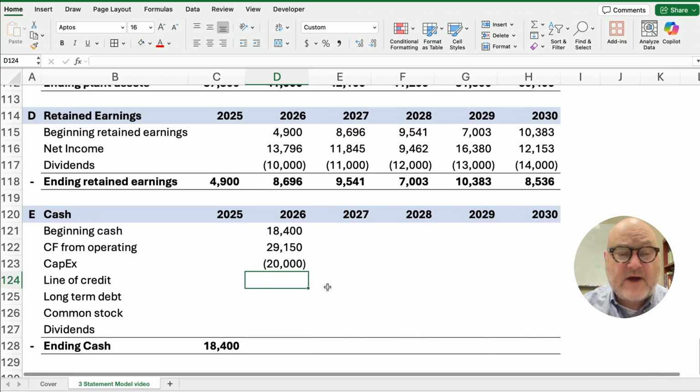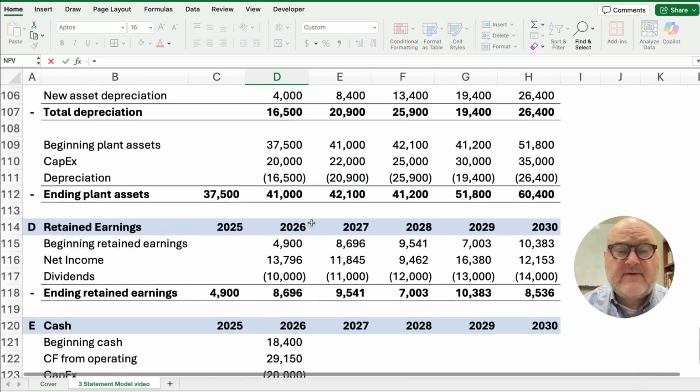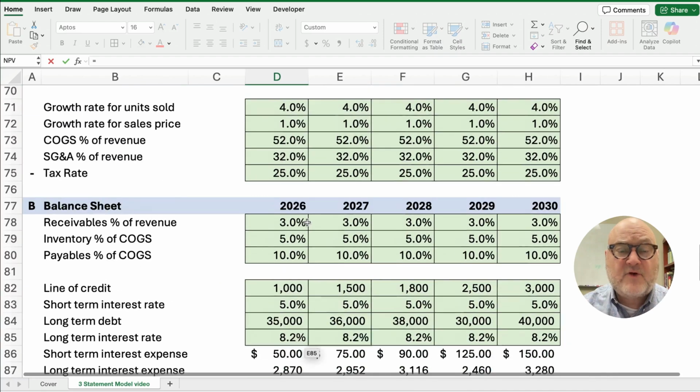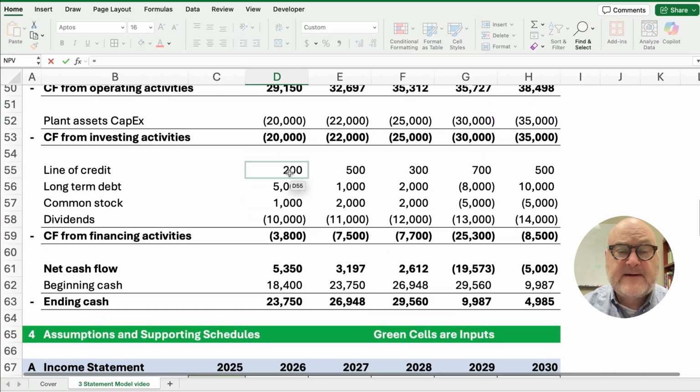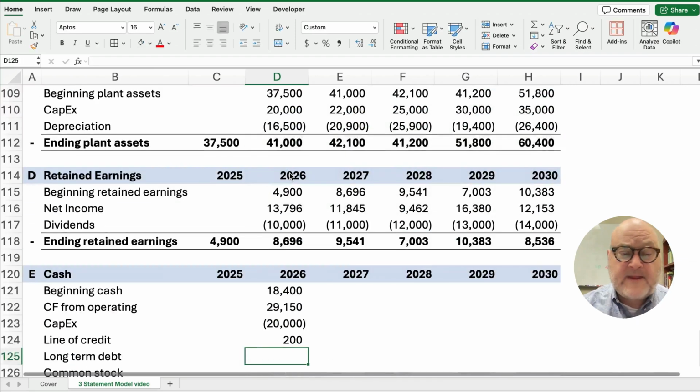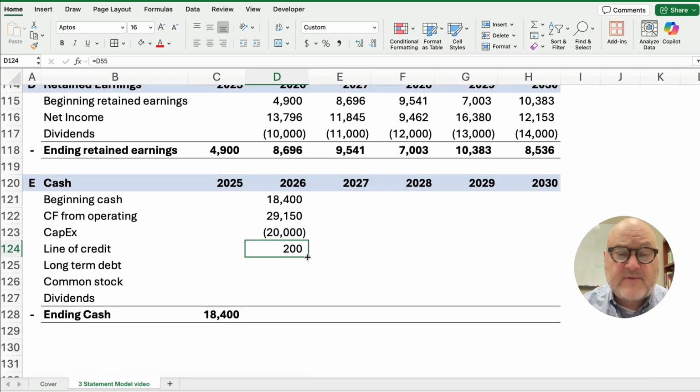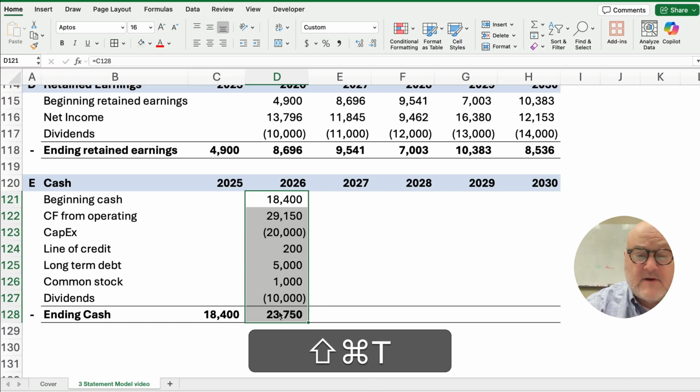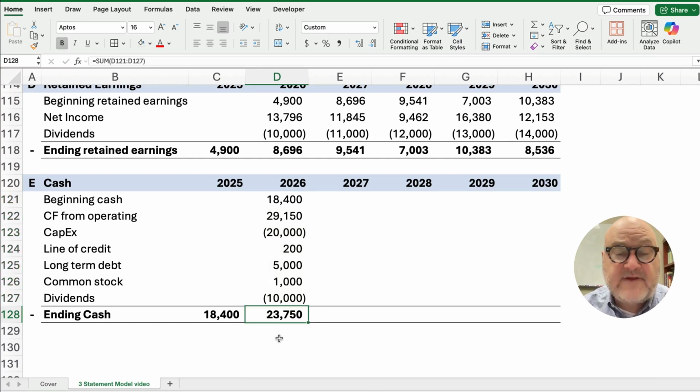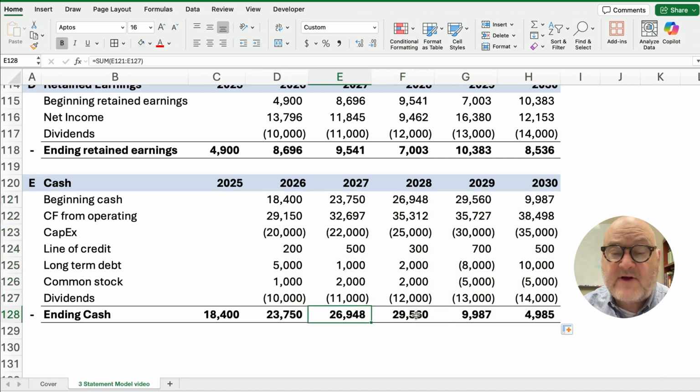We're going to have a line of credit that went up a little bit. So the line of credit is $200. And then we can just copy this down. We have the long-term debt, the common stock, and the dividends all right there together. So let's take the total here. The total is $23,750. That's our number that we had. Now we can copy this all the way across and we're finished. These are our cash numbers we calculated directly rather than using the statement of cash flows.